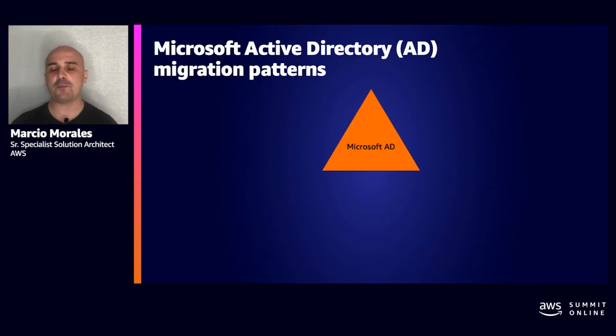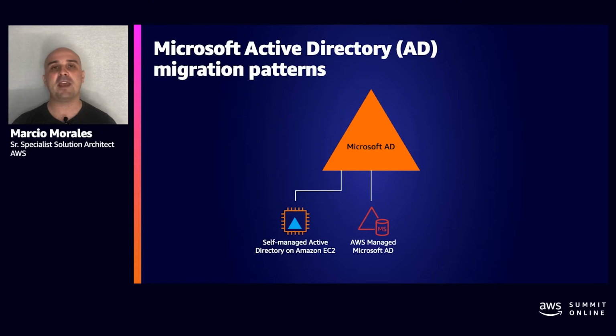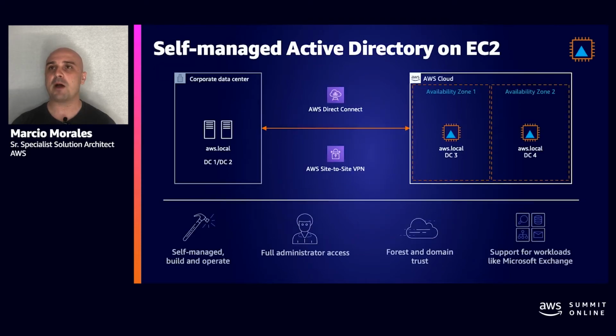So you have three options to run Active Directory domain services at AWS. The first one is to launch an Amazon EC2 instance and promote this instance to a domain controller. The second one is to use AWS Managed Microsoft AD, which is an Active Directory managed by AWS. And then you can use AD Connector if you don't want to have any kind of domain controllers or forest and domain at AWS. So let's start by talking about self-managed Active Directory on EC2.